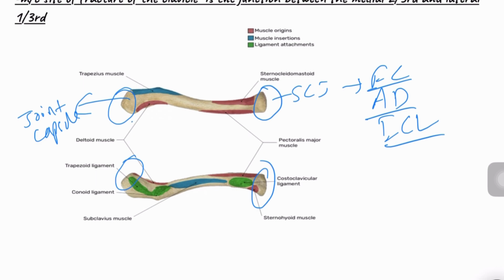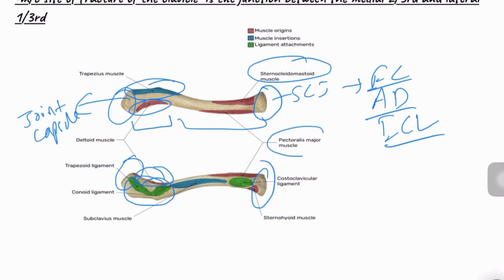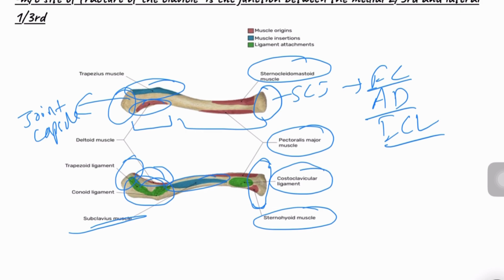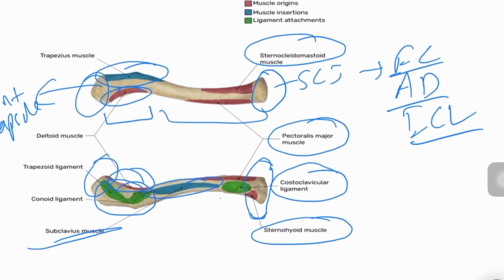Now talking about the shaft. In the lateral 1/3 part we have the origin of the deltoid muscle and the insertion of the trapezius muscle, and for the ligaments we have the conoid ligament. For the medial 2/3 part, we have the origin of the sternocleidomastoid muscle, pectoralis major muscle and sternohyoid muscle, and we also have the insertion of the subclavius muscle. Besides this, it also has the costoclavicular ligament. These are the attachments of the clavicle.